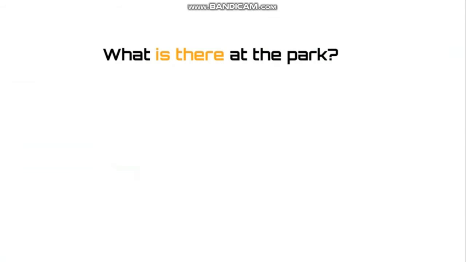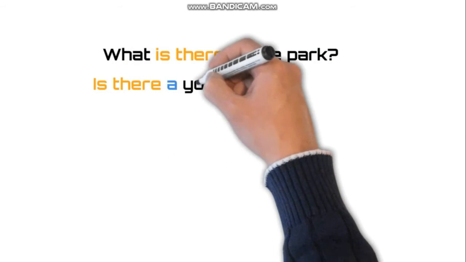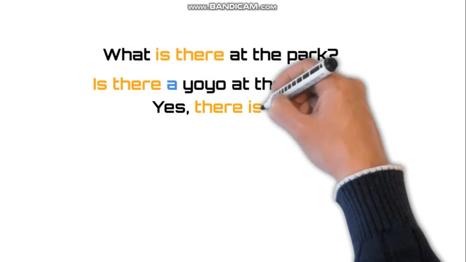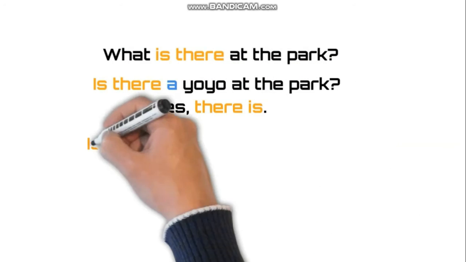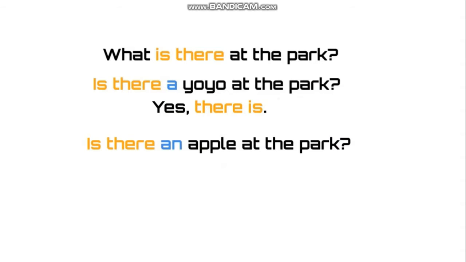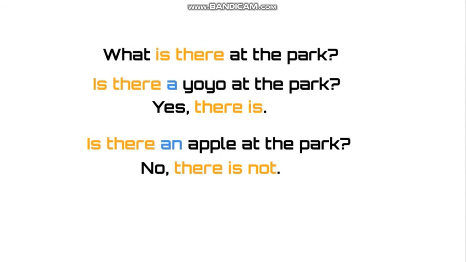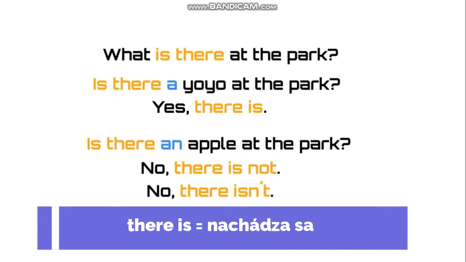So let's move on and look at there is again. So what is there at the park? Is there a yo-yo at the park? The answer is yes, there is. And is there an apple at the park? The answer can be no, there is not, or no, there isn't. Okay, so what do you think? What is the meaning of there is in Slovak? If you know, great. If you don't know, the answer is at the bottom of your screen.